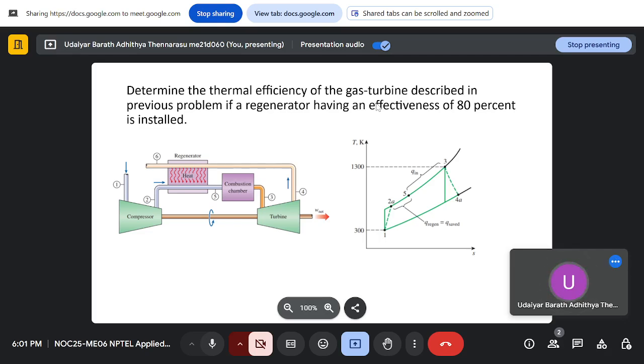The Rankine cycle is a vapor power cycle, so it operates in a two-phase region. But the Brayton cycle is a gas power cycle, so the working fluid is in a gaseous form. That's the main difference between them. But the four processes are all the same. We have two isentropic processes and two constant pressure processes. Those are the processes for a Rankine cycle as well as for a Brayton cycle.